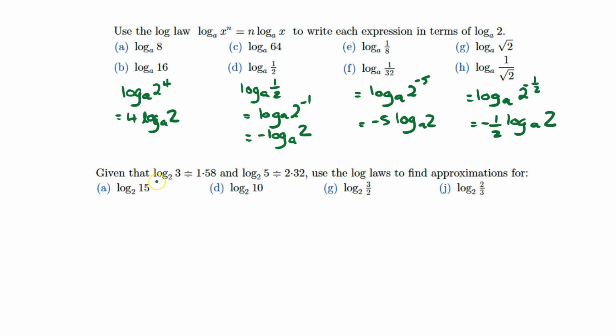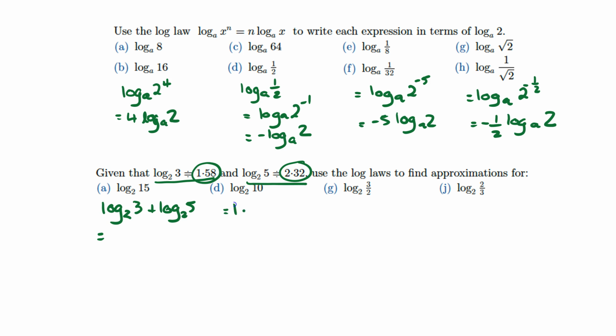These ones down here, given that log base 2 of 3 equals that, because at the moment we can't use the calculator to get that, and log base 2 of 5 equals that, use the log laws to find these things. So if we have log base 2 of 15, then I've got to recognize that 15 is going to be 3 times 5. So that's log base 2 of 3 plus log base 2 of 5, which is just equal to 1.58 plus 2.32. I won't work that out.